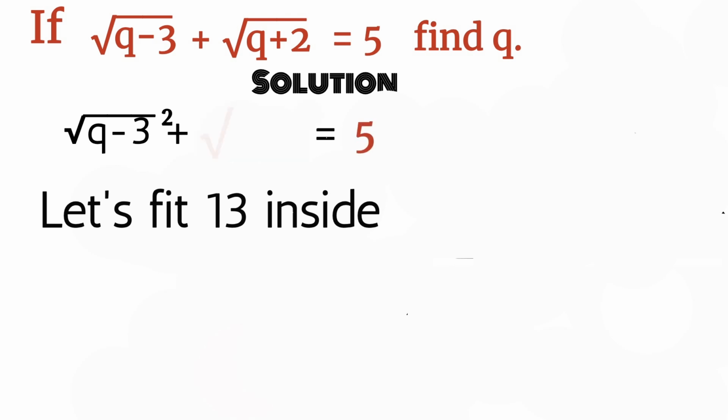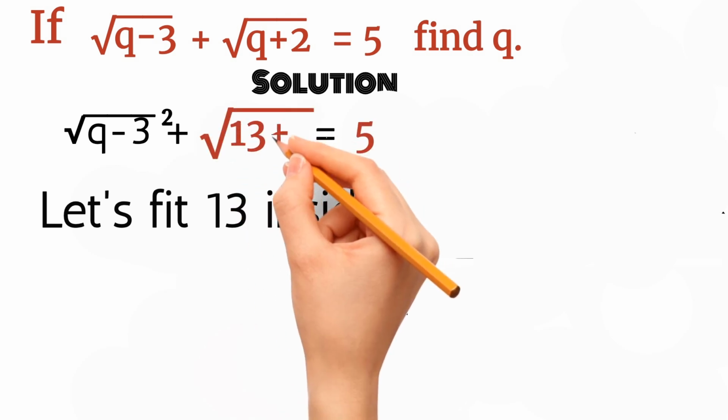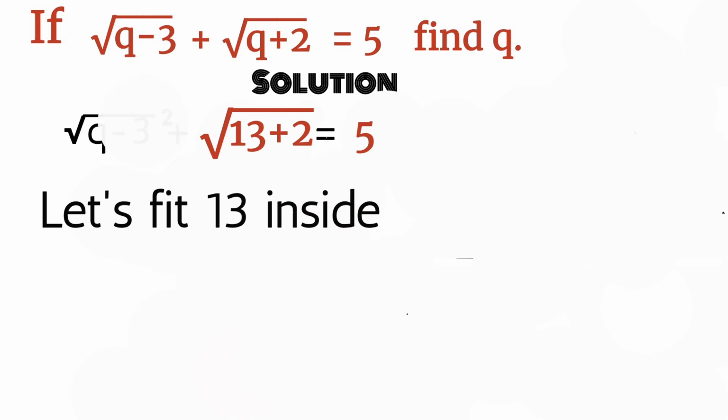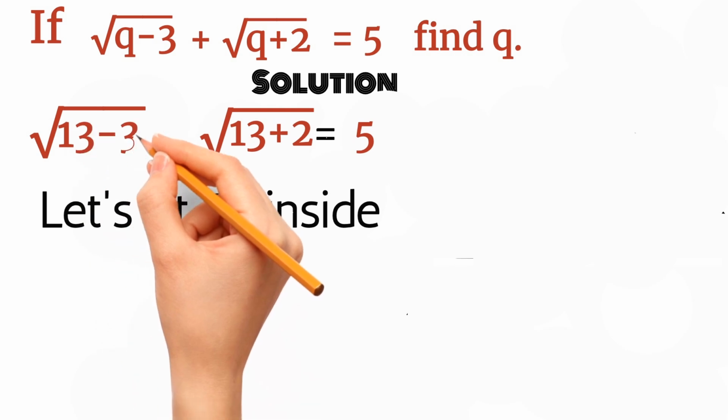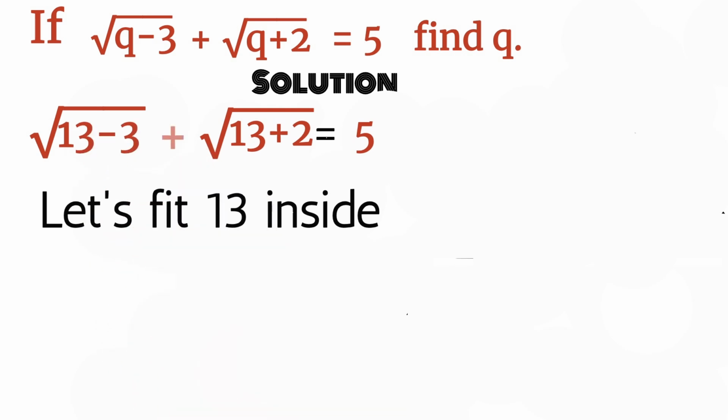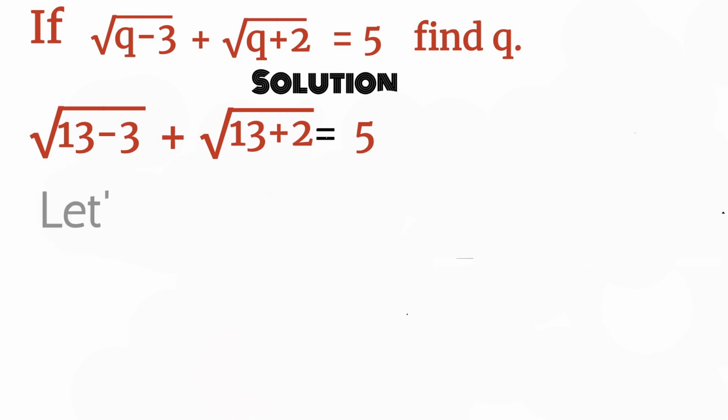I'm writing my 5 afresh. I'll write the square root of q, where q is 13, so 13 plus 2. And then I'll change this whole thing. The square root of q is 13, so 13 minus 3. And I'll just introduce my addition sign to it because it must add. Let me clean it and work on it so that I can check whether we will get an answer which is equal to 5.